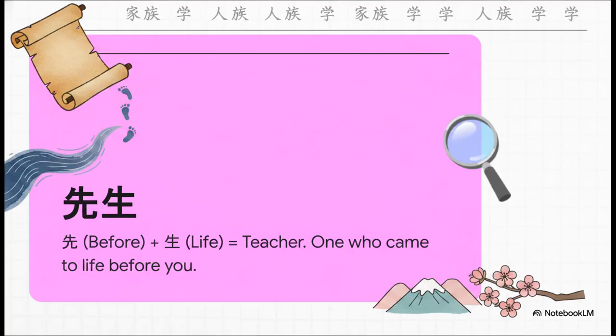Let's look at sensei, the word for teacher. The first kanji, sen, means before or previous. The second kanji, sei, means life. So when you put them together, a sensei is literally one who came to life before you, someone who has walked the path ahead of you and gained the wisdom to share. Isn't that just a beautiful and intuitive way to memorize the word for teacher?